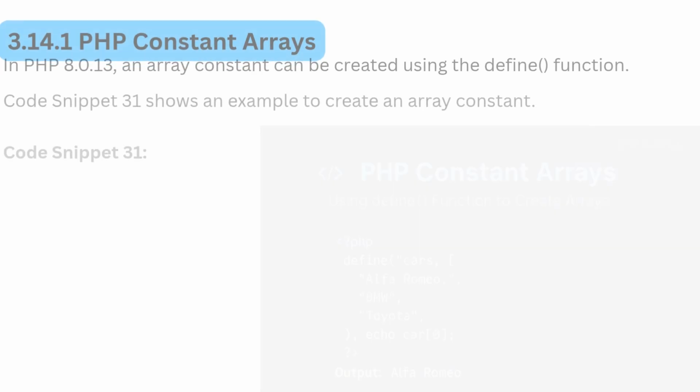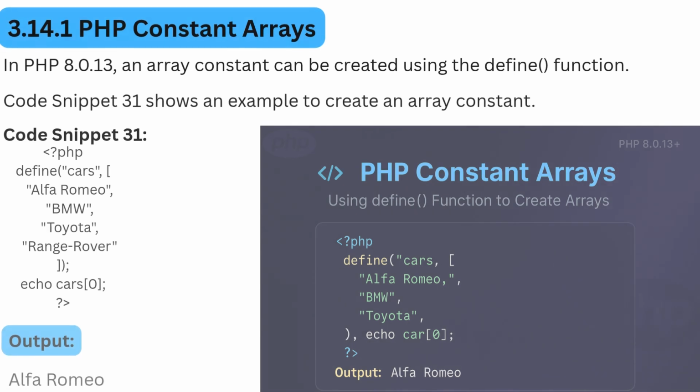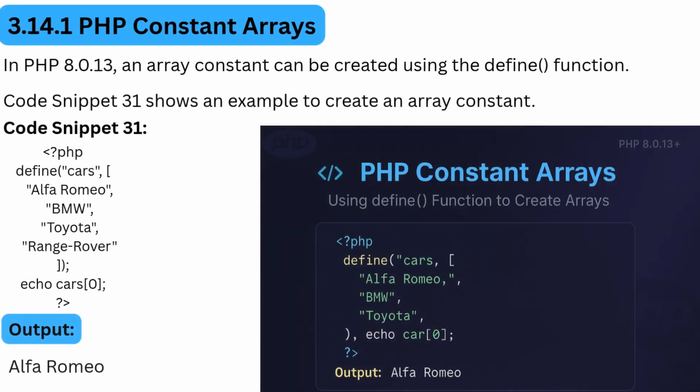Now let's move into a new and exciting update introduced in PHP 8.0.13, which is the ability to create constant arrays using the define function. Before PHP 8.0.13, constants were mostly limited to simple data types, such as strings, numbers, or booleans. But now PHP allows you to define arrays as constants too. This feature makes your code much more flexible and organized, especially when you want to store a group of related constant values under one name.